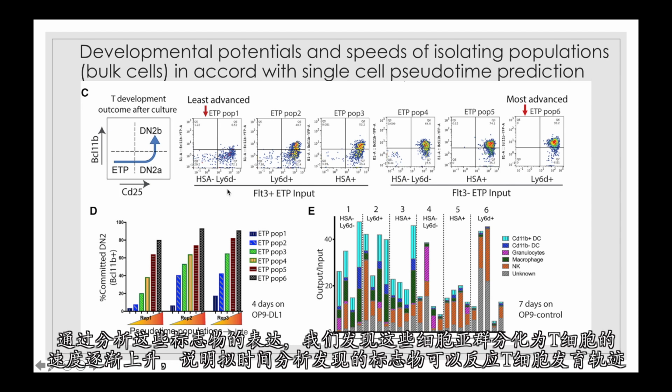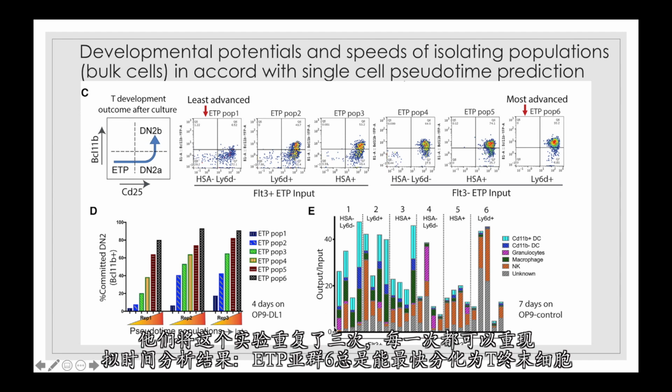That means the markers identified from the pseudotime analysis actually reflect the trajectory the cells take along T cell development. They also replicated the experiment 3 times, and every time the cells can recapitulate the pseudotime. The ETP population 6 has the highest speed towards the end T cell lineage.